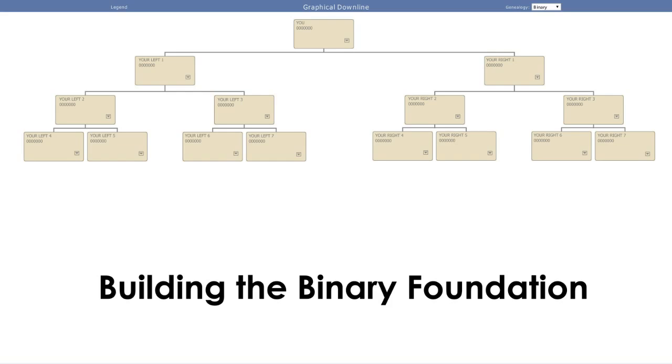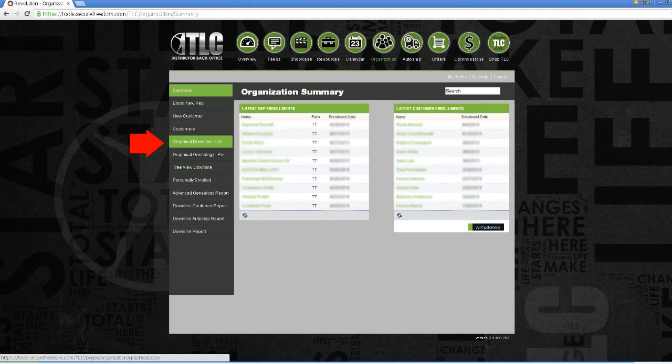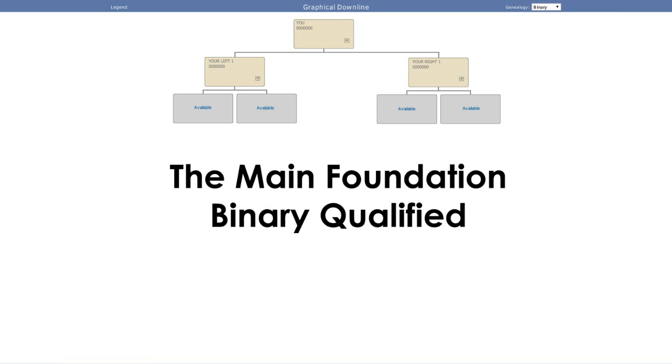And so how do you even get to these screens? What do these screens even mean? When you log into your TLC back office, you're going to be able to go to the organization tab, and you're going to be able to go to graphic downline light. And it's going to open up the screen that looks like this. You're going to be at the top of that screen. That's you right up here.